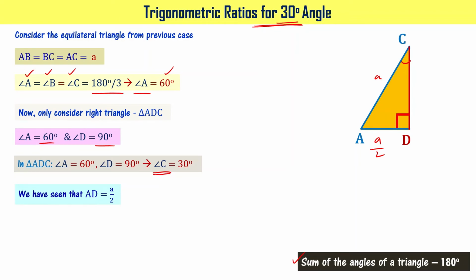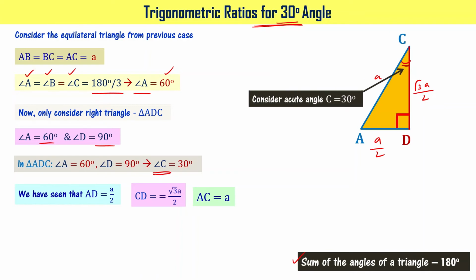And CD we have already found that it is equal to root 3 times A divided by 2. We have AD equal to A by 2, CD equal to root 3A by 2, and AC is equal to A units, right? Once we know all these, we can write trigonometric ratios for angle C, right? Now let us consider acute angle C.